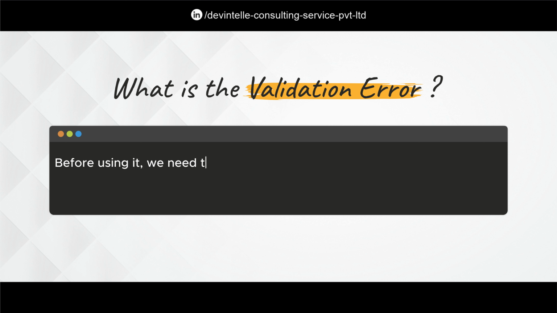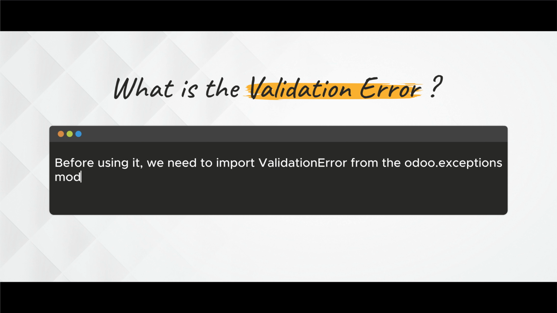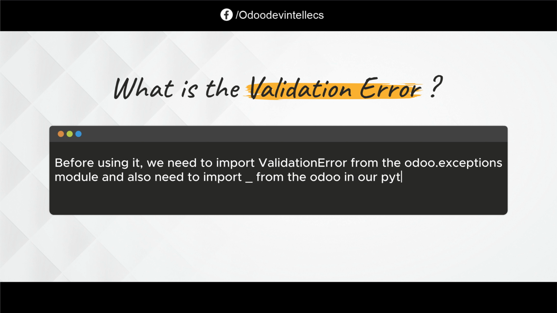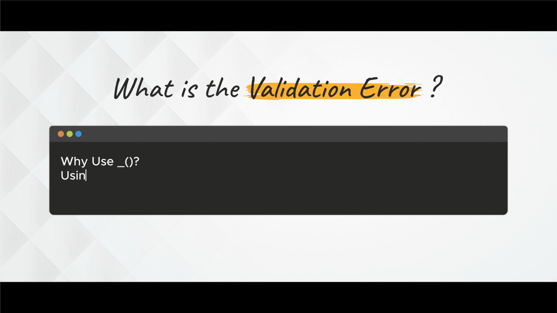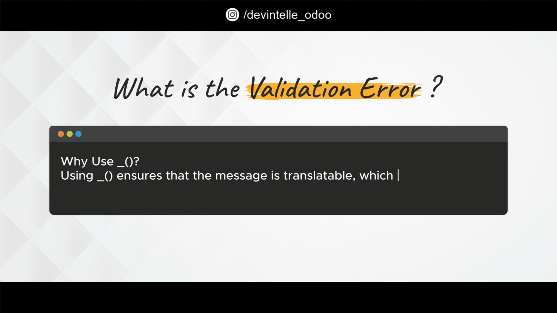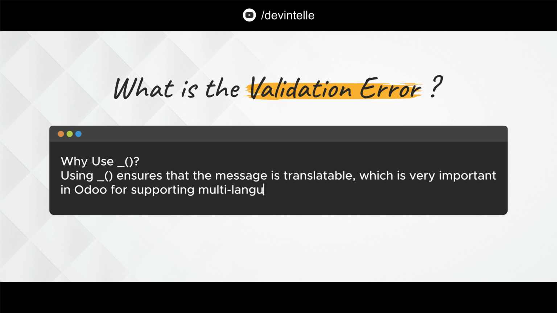Before using it, we need to import ValidationError from the odoo.exceptions module and also need to import underscore from odoo in our Python file. And why do we use the underscore function? Using underscore ensures that the message is translatable, which is very important in Odoo for supporting multi-language environments. So let's see by the example.